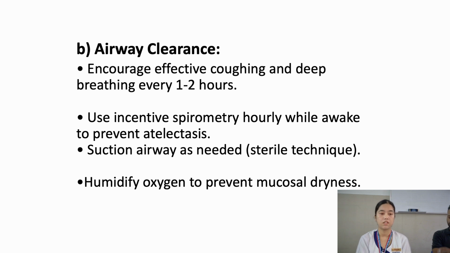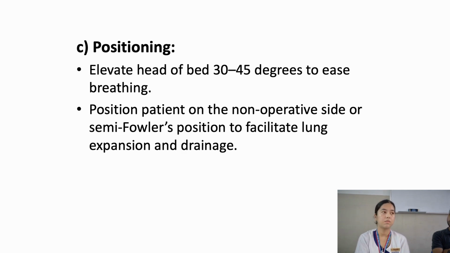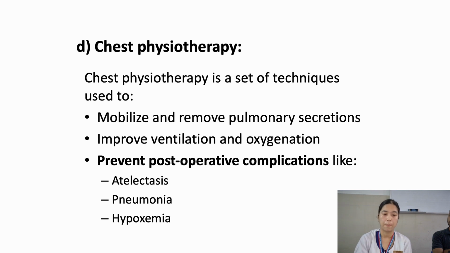Next up is airway clearance. We must encourage effective coughing and deep breathing exercises every 1 to 2 hours for patients, and encourage use of incentive spirometry hourly while awake to prevent atelectasis, and suctioning as needed in sterile technique, and humidify oxygen to prevent mucosal dryness. Another is positioning, elevating the head of the bed 30 to 45 degrees to ease breathing, and positioning the patient on the non-operative side or semi-forward position facilitates lung expansion and drainage. About this, we'll also discuss further in later slides.